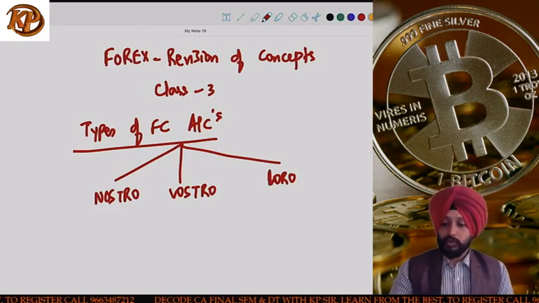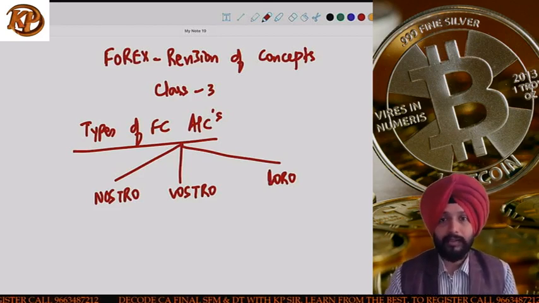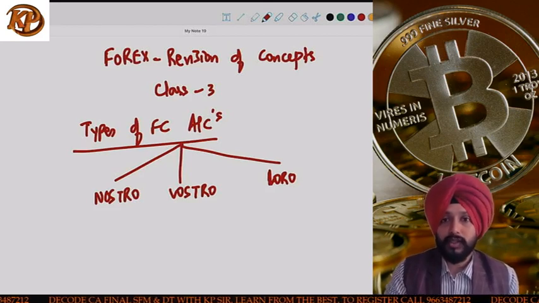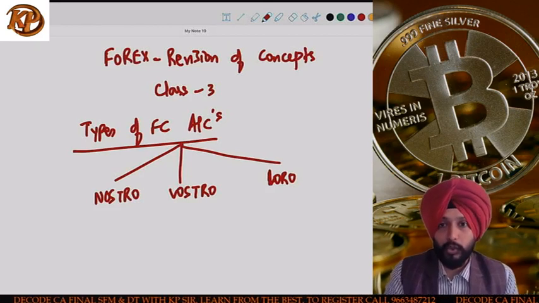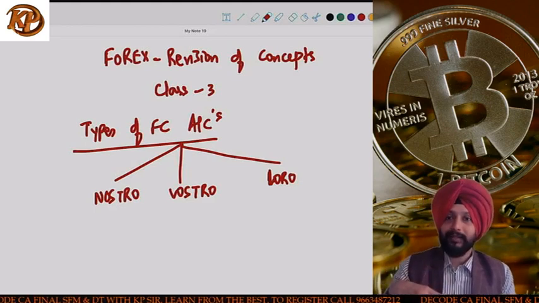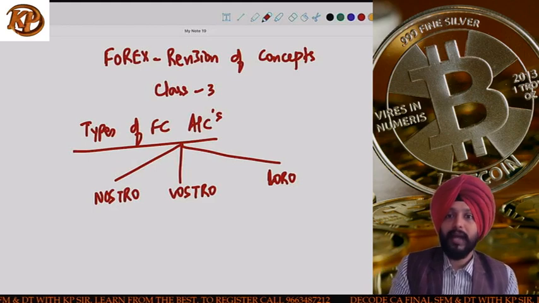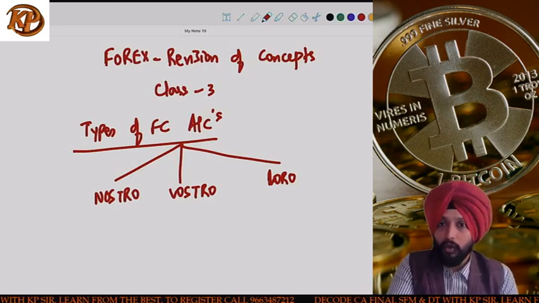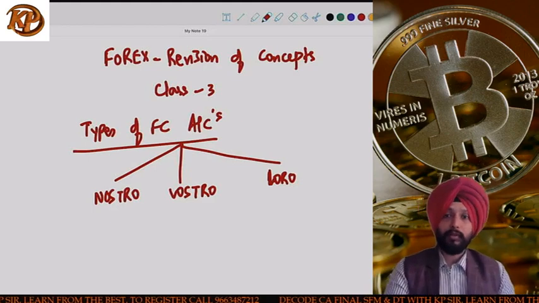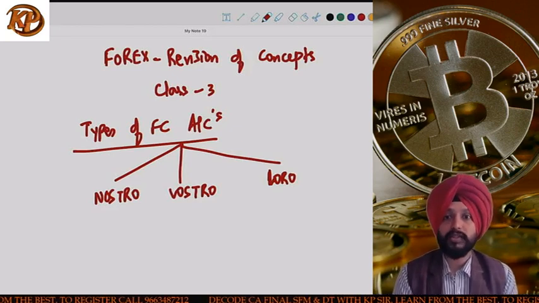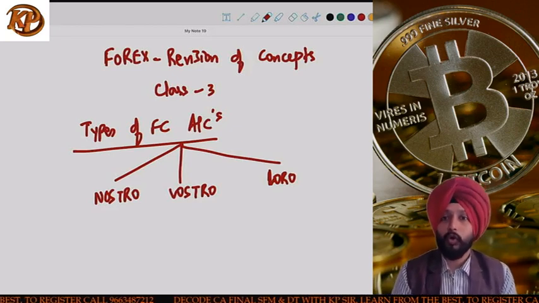You know, these names are in Latin, and the English meaning is what you need to write in exam. The Nostro stands for our account with you. Any Indian dealer, Indian trader having an account with Citibank in US, having an account with HSBC in Hong Kong, and denominated in foreign currency. If I have an account in US, my account will be denominated in dollars. If my account is in Hong Kong, my account will be denominated in Hong Kong dollars.